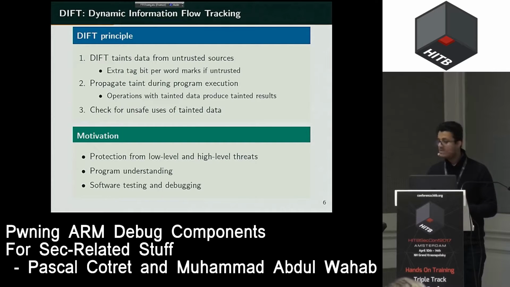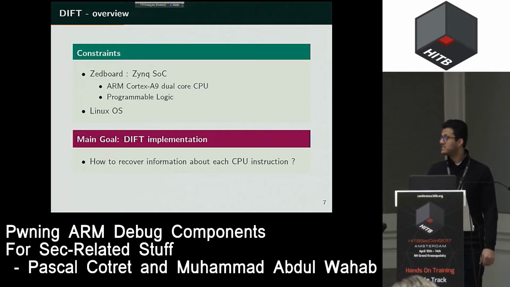Check the tag. And we can use dynamic information flow tracking to protect from low-level threats, just as I have shown you, from buffer overflows, and high-level threats as well, from SQL injection and cross-site scripting. This is because we are working on a very low level. We are working on assembly instructions rather than the programming language, so we do not care about the programming language of the application. We can use it for program understanding as well, and for software testing, but here we are using it for protection from low-level and high-level threats.